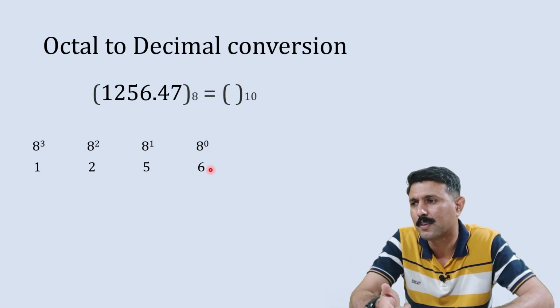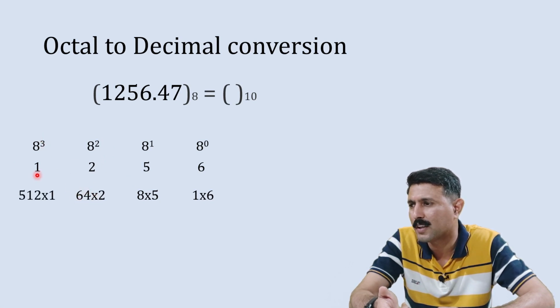So 8 raised to 0 is 1, 1 multiplied by 6. 8 raised to 1 is 8, 8 multiplied by 5. 8 raised to 2 is 64, so 64 is multiplied by 2. 8 raised to 3 is 512 and 512 is multiplied by 1.